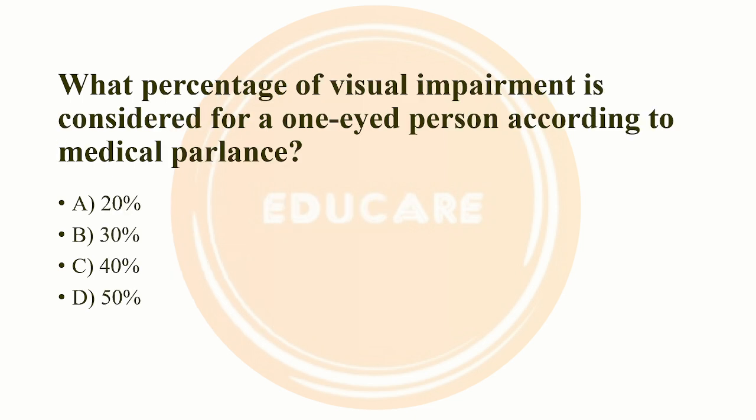What percentage of visual impairment is considered for a one-eyed person according to medical parlance? Option: 20%, 30%, 40%, 50%. Answer of this question is option B, that is 30%.